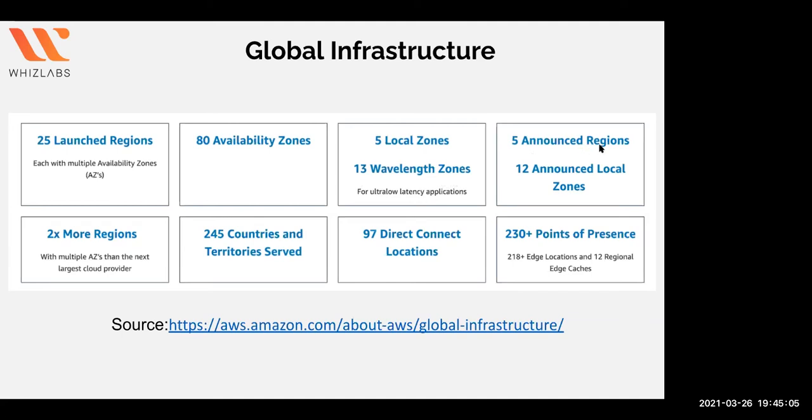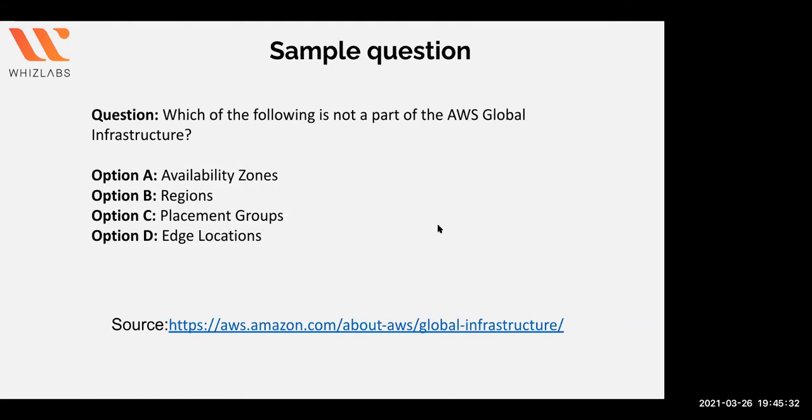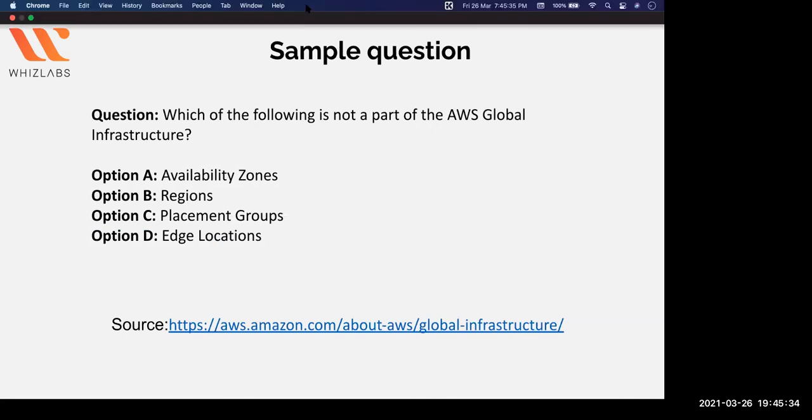AWS has recently announced 5 new regions and 12 local zones. There are supposed to be more than 2x regions, each with multiple availability zones. It is now in 245 countries and territories. You don't have to remember this data, but make sure that you know what region, availability zone, and edge location mean. Okay, so here is the quiz question for all of you. Which of the following is not part of AWS global infrastructure?